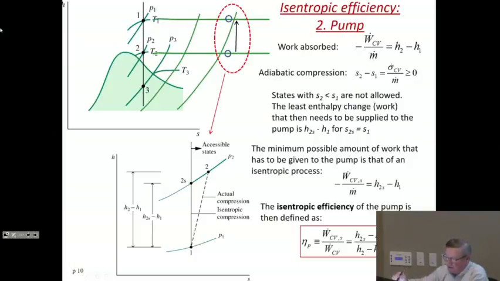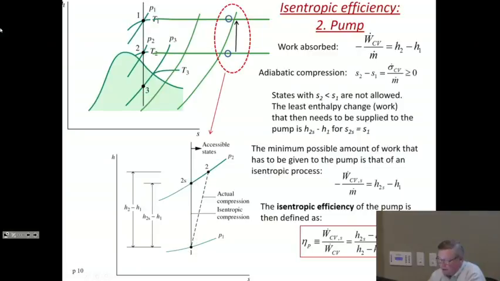So I'm going to increase the pressure between this state 1 and this state 2. I will increase the pressure going up between 1 and 2. Now, I'm going to have to put work into that system. So the work absorbed by the system is H2 minus H1. The system, if it were adiabatic, so let's just magnify this. We're going from 1, that's what happens. This is 1 and this is 2. We're going from 1 to 2.